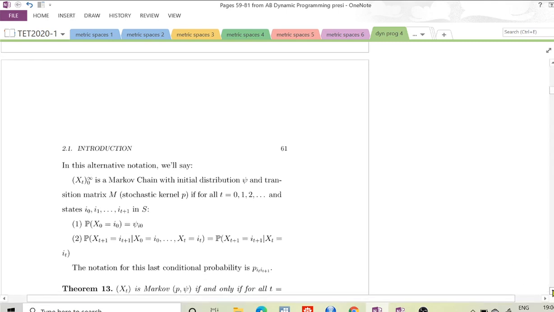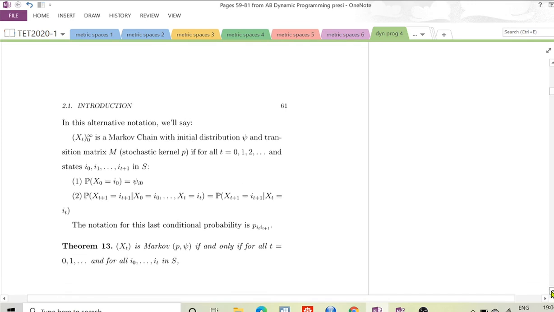And in this alternative notation, we say that x_t from 0 to infinity is a Markov chain with initial distribution psi and transition matrix P or stochastic kernel P, if the following two things are satisfied about this sequence of random variables. First, that the probability of x_0 being equal to the state i_0 is given by this initial distribution. It's just psi(i_0).